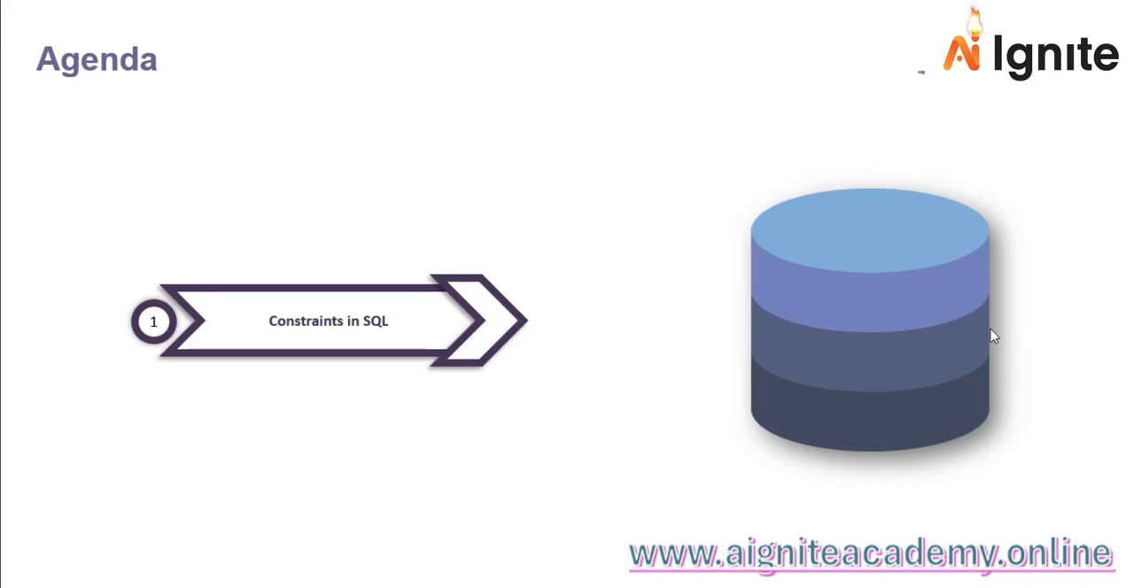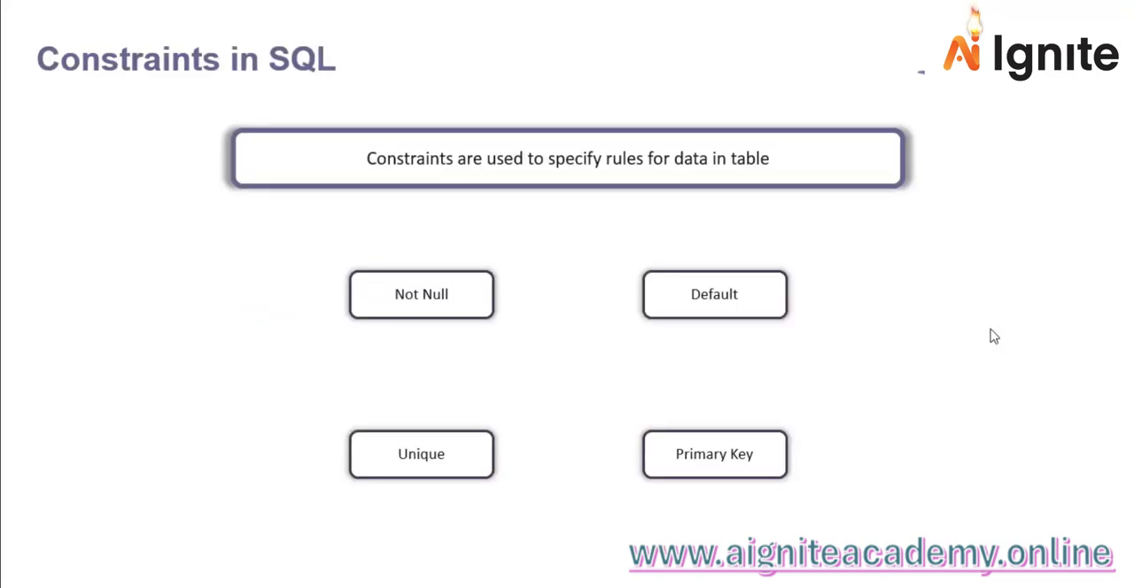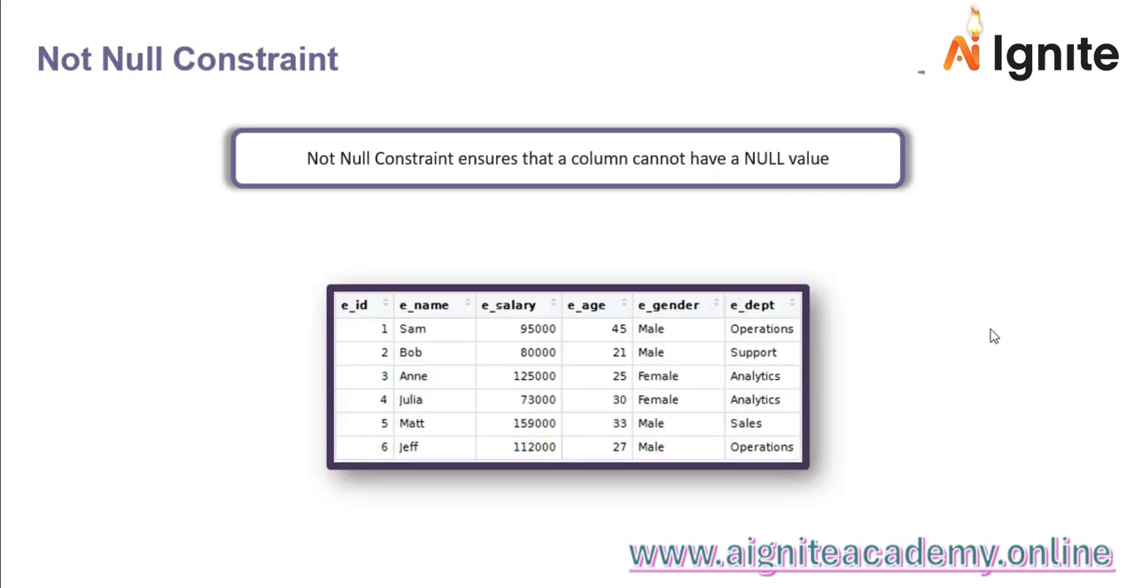In this session, we will learn about constraints. So constraints are basically used to specify some rules on the data and limit the type of data that can go into a table. And in this session, we will look at these four constraints: not null, default, unique, and primary key. Let's start with the not null constraint.